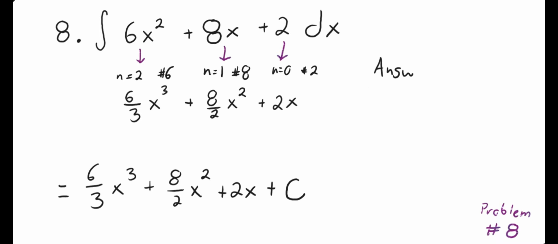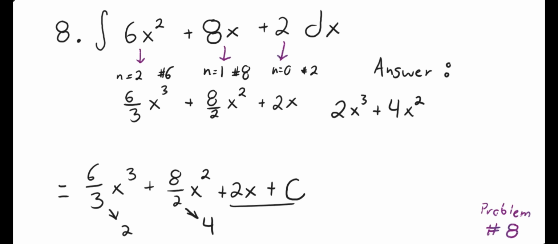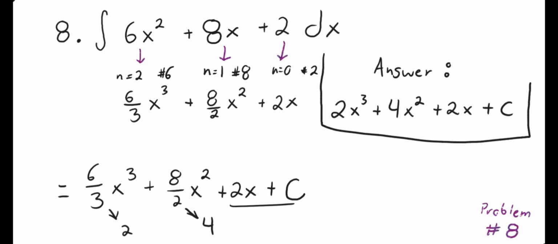Because we can simplify it, I'm going to do the simplified version. So 6 over 3 is 2, 8 over 2 equals 4, and the last term is already simplified. So that means our whole simplified answer is 2x to the power of 3 plus 4x to the power of 2 plus 2x plus c. And that's our whole answer.